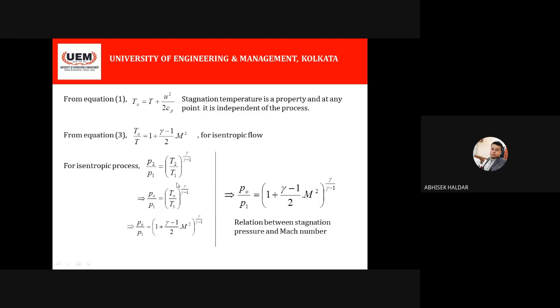Now here you see this equation may also be used for isentropic flow, because the inner term inside the bracket is T0 by T basically. So T0 by T1 or T0 by T is equals to 1 plus gamma minus 1 by 2 into M square. That may also be required. And this is the relation between the stagnation pressure and the Mach number.